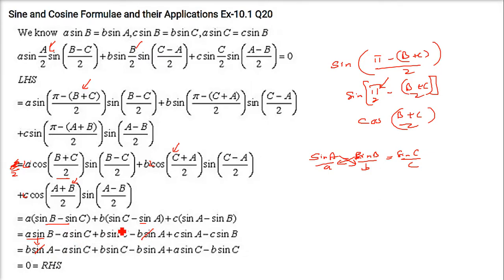Similarly, this a sin c. In place of a sin c, I can write it as c sin a, by cross multiplication. So a sin c will be c sin a. This will be c sin a. So this 2 gets cancelled. Similarly with b sin c, I can write c sin b. So I am writing c sin b here. And this 2 gets cancelled. That is how the 0 has come.